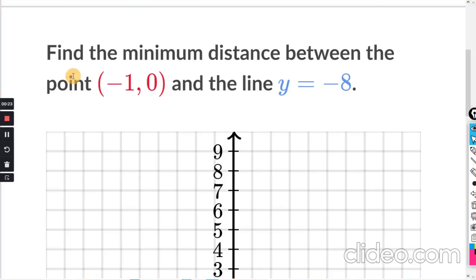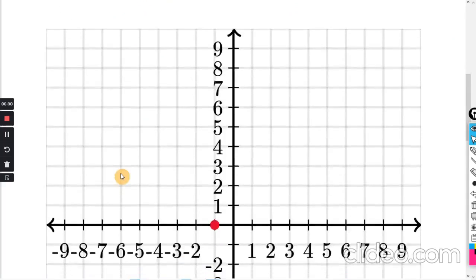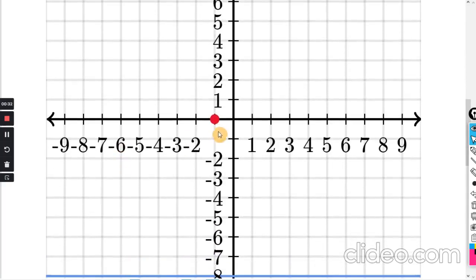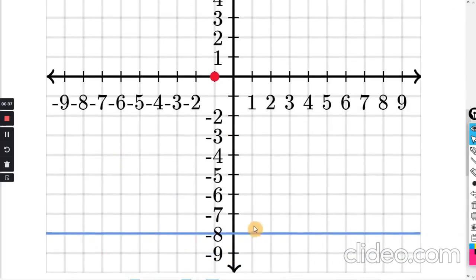First problem, they want us to find the minimum distance between the point -1, 0 and the line y equals -8. Okay, so they gave us the point -1, 0 right here, and they gave us the line y equals -8 right here. And this type of problem, when the line is horizontal or vertical, it's actually very easy. In order to find the distance from the point to the line, you can just count, or you can do subtraction of the absolute value. So I'll show you both methods.